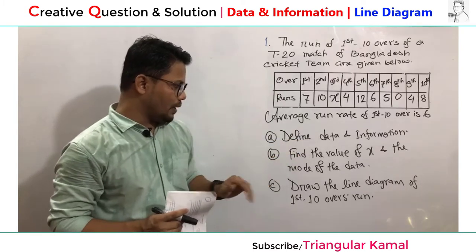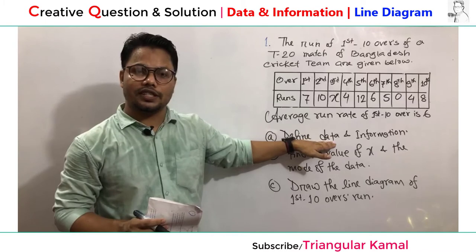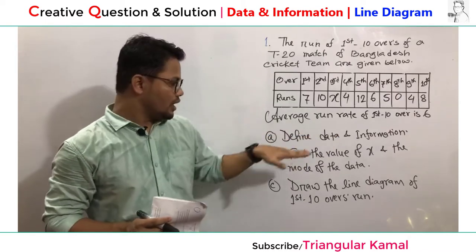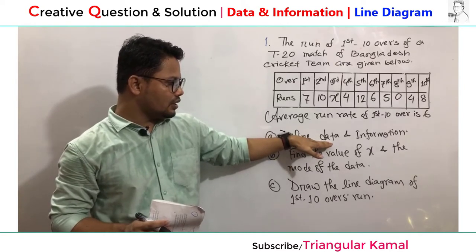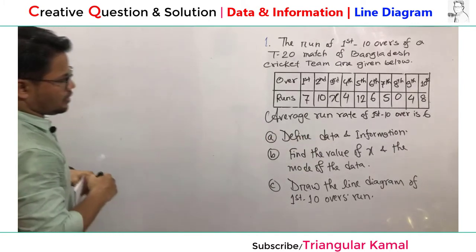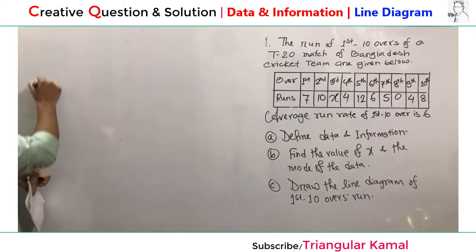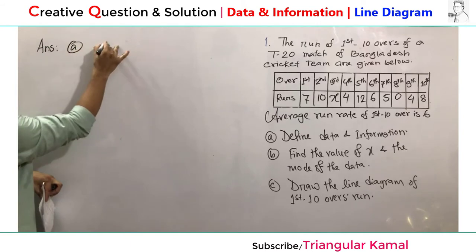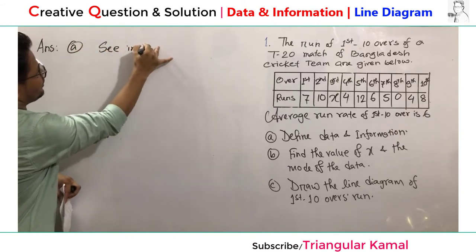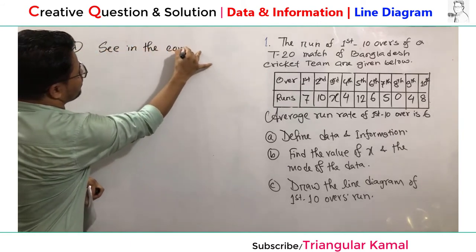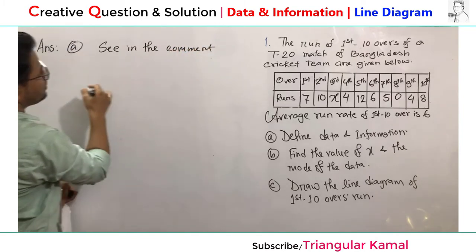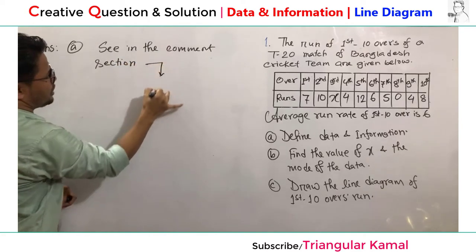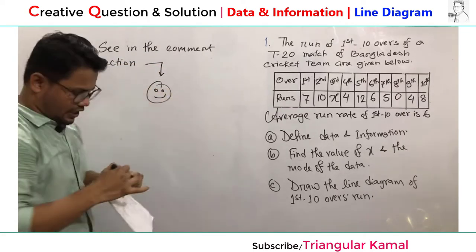Question B. Already we have done what data is and what information is. The smallest unit of information is called data. So in the comment section, answer A. See in the comment section, I am now giving you the answer here, everyone please look at the answer in the comment section.